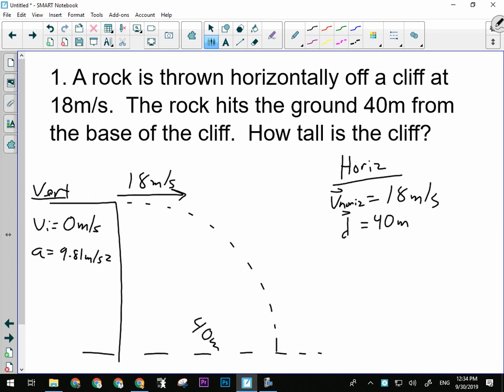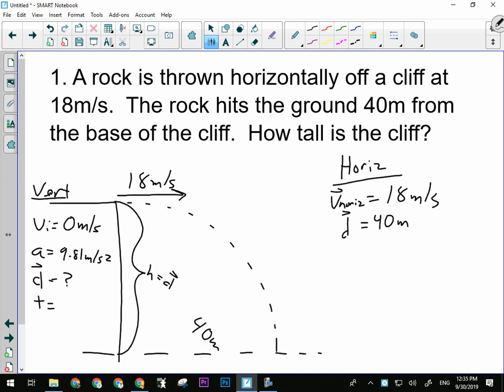Okay, so they are wanting me to find the height of the cliff, which is the same as the vertical displacement. So I'm looking for d in my vertical information. If I'm going to find that, I need one more piece of information, probably time. I'm not going to calculate anything else.